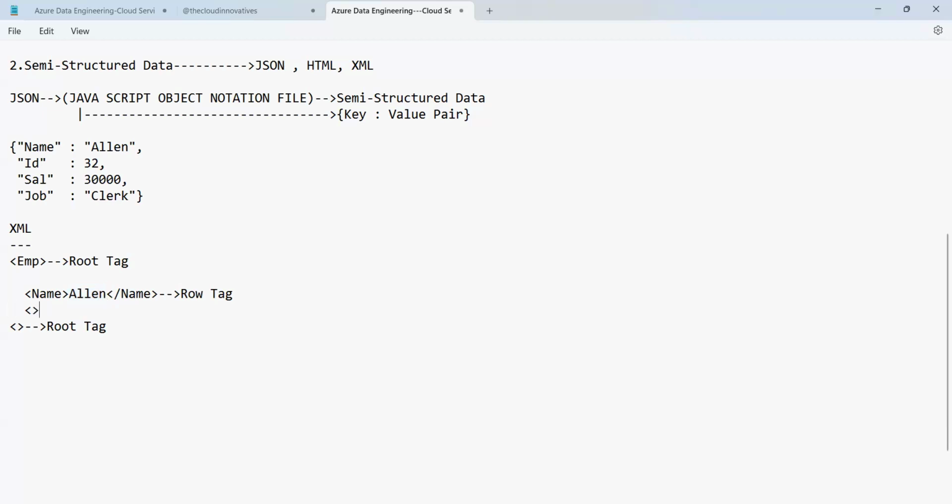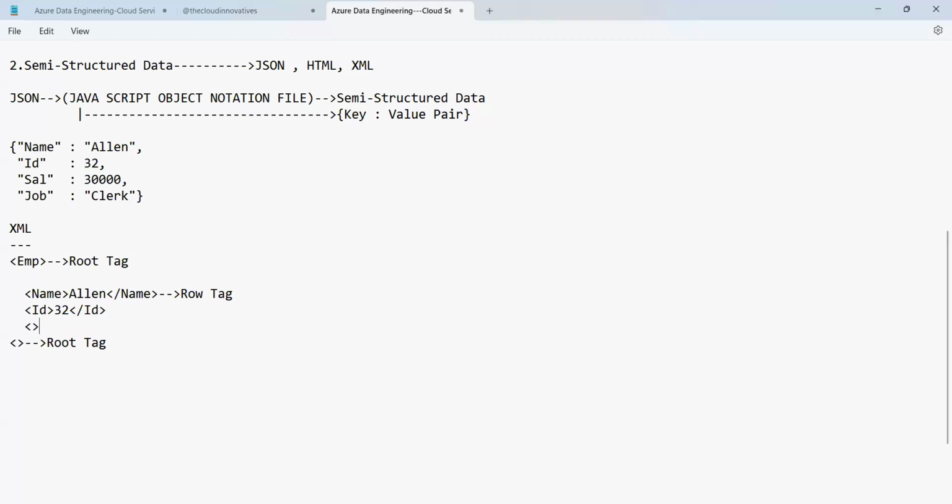Then again, you have the next row, guys. So what is the next row? You have ID. So I'm using the ID here, opening ID and closing ID. Can you see it? Closing means like this, and between these two you have to give the value. What's the value? 32.